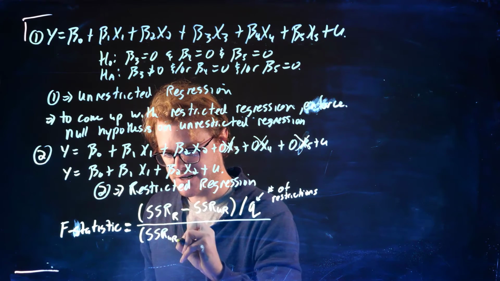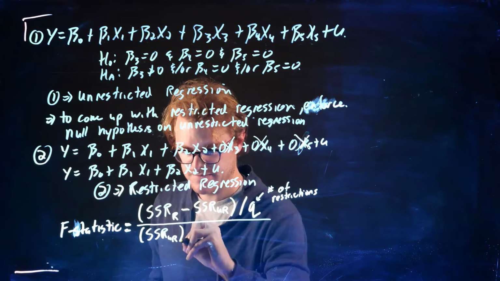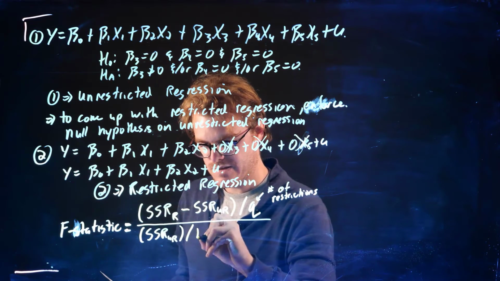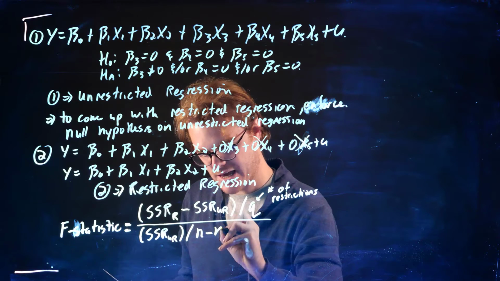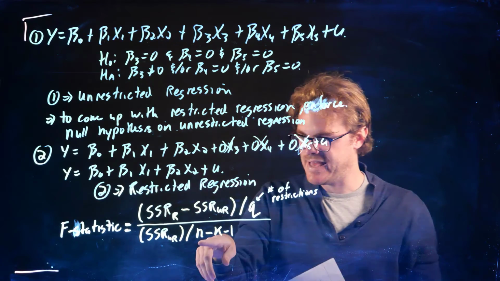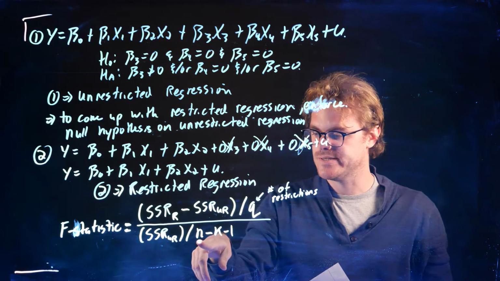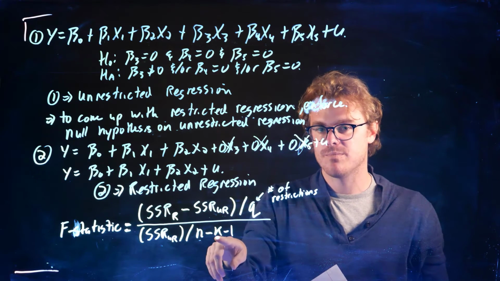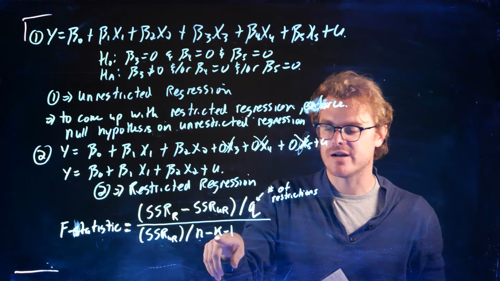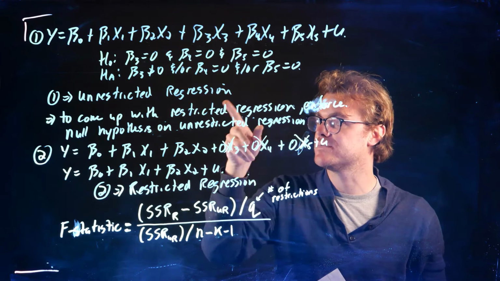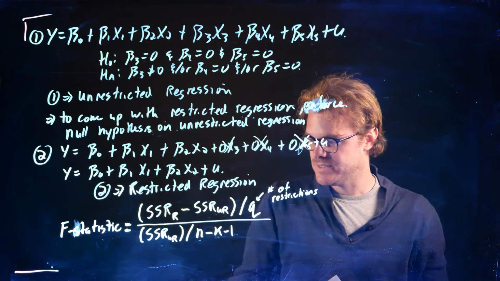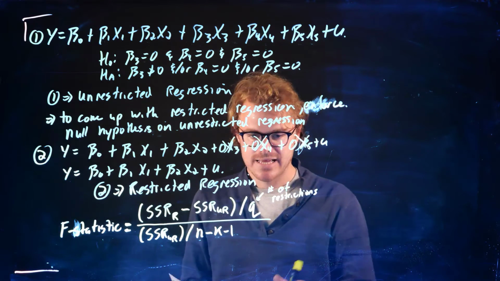SSR unrestricted, so this same one here. And this is the denominator, n minus k minus 1. Again, n is the number of observations in our sample, k is the number of independent variables, and this extra minus 1 is for the intercept. So that's what's happening there.